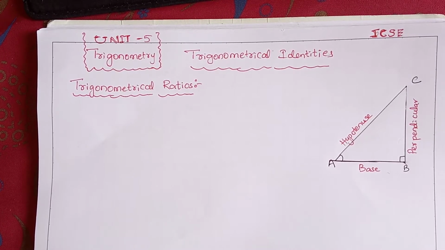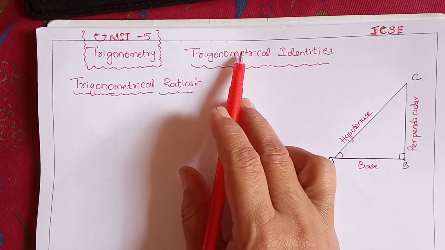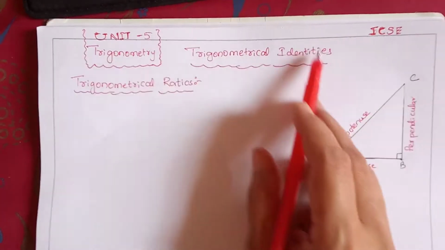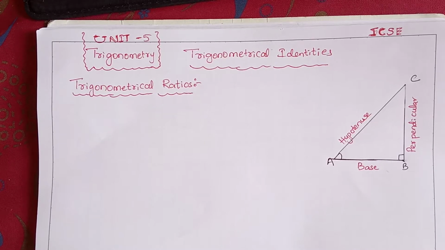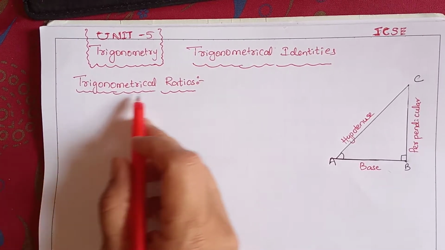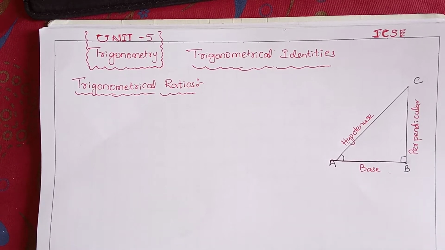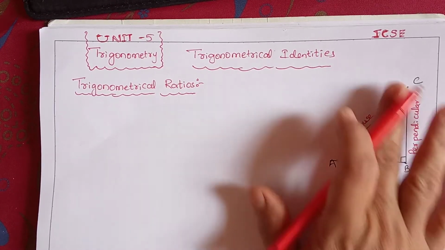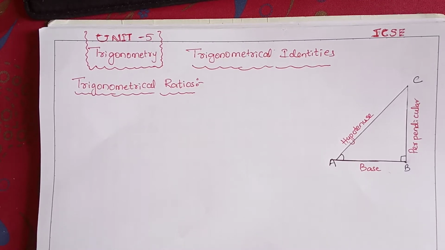Today I am going to teach about trigonometrical identities. Before going to start this topic directly, we will once again revise the ratios. What are ratios? Trigonometrical ratios. How many are there? There are 6 ratios. So based on the right angle triangle, we will define all the 6 ratios.